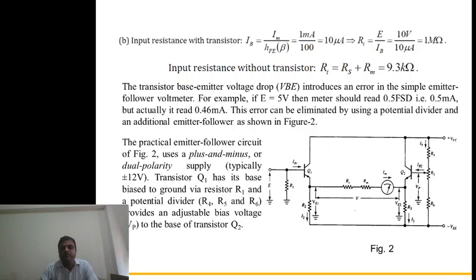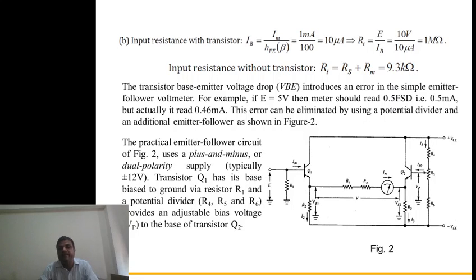If E equals 5 volt, then the meter should read half of the FSD, but actually it reads 0.46. See here, if it is 5 volt, then theoretically we calculate 0.5 full scale deflection, that is 0.5 milliampere, but the actual reading, if we have practically measured it, comes to 0.46 milliampere. It means this particular emitter follower circuit introduced error in the measurement.